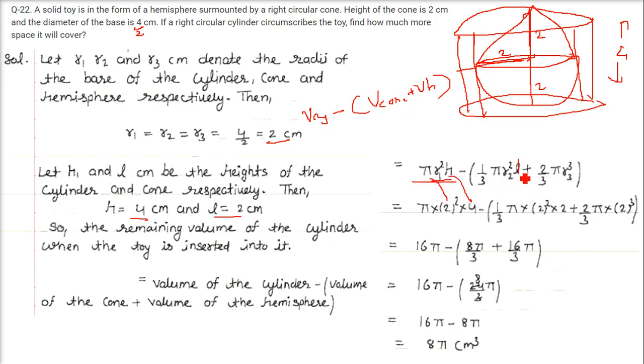And this is 1 by 3 pi r square h. Again, the radius is the same for every object. So 1 by 3 pi r square into h. The height is this one, 2. And what will be the volume of this hemisphere? 2 by 3 pi r cube, 2 by 3 pi into 2 cube. So now you just take these values and subtract, and it is going to come as 8 pi centimeter cube.